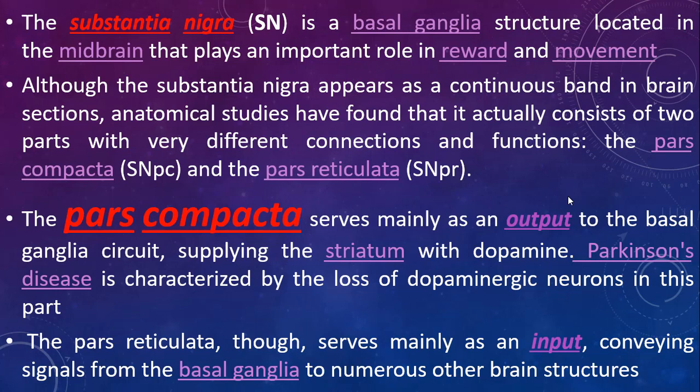The pars compacta serves mainly as an output to the basal ganglia circuit, supplying the striatum with dopamine. Parkinson's disease is characterized by the loss of the dopaminergic neurons in this part. The pars reticulata also serves mainly as an input, conveying signals from the basal ganglia to numerous other brain structures. So don't forget, the pars compacta serves mainly as an output, while the pars reticulata serves mainly as an input.